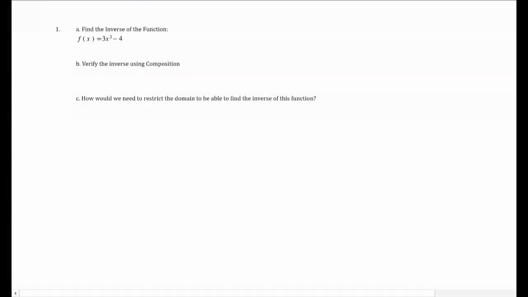You're asked to find the inverse of this function. So the first thing I'm going to do is switch this to y and then replace x and y with each other. So I really have x equals 3 times y to the power of 3 minus 4. Now I'm just solving for y, so I add 4 to both sides.